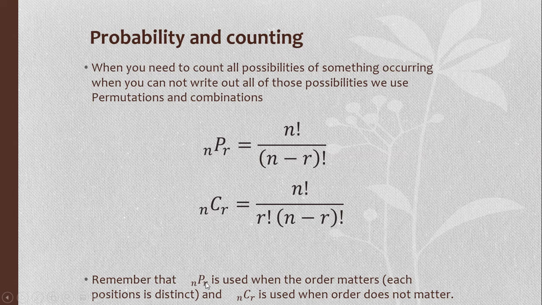Now remember that permutations are used when order matters. The positions are distinct. So if I'm putting together a baseball lineup, the different positions certainly do matter. Okay. Now, if I'm putting together a bowling team, then it probably doesn't matter what order the people are in. So that would be a combination.